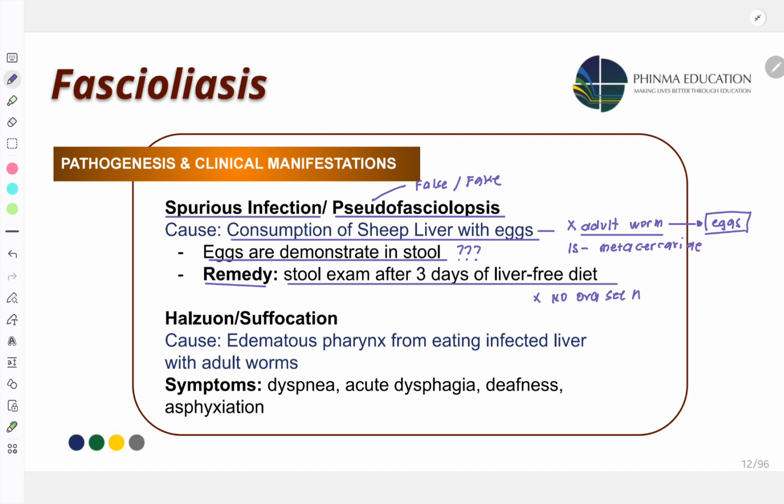Next, we also have halzoun or your suffocation. So what happens is, for example, the same, no, you ingested infected nga liver, kanang sheep liver infected with fasciola. So what happens is possible that the adult worm is malodge sa imuhang pharynx, no? So instead na mauban siya padulong sa imong intestine, inigtulo nimo, nabiling sa pharynx ang imuhang adult worm.